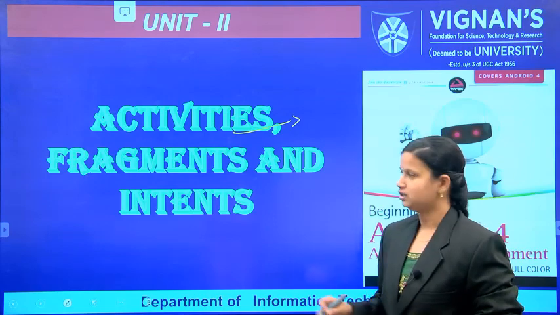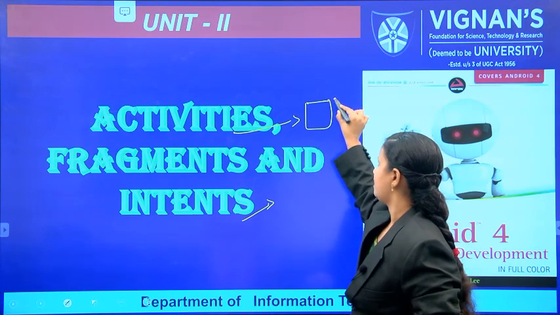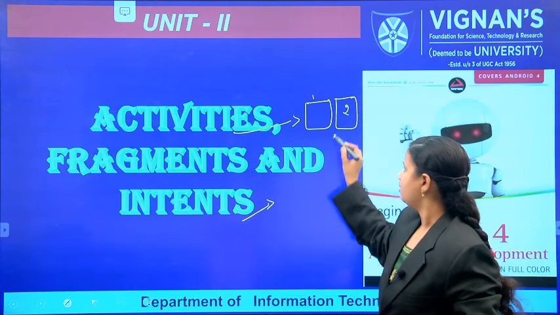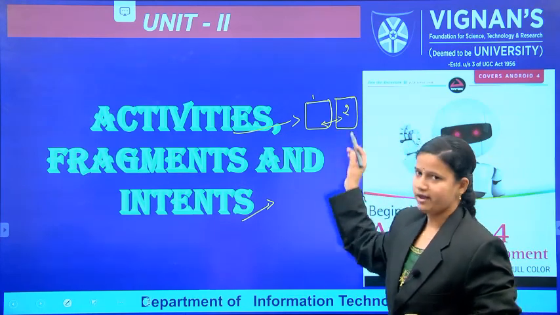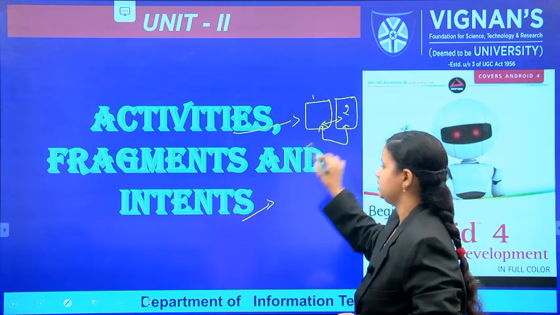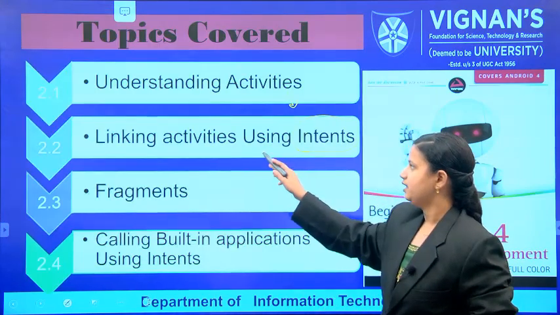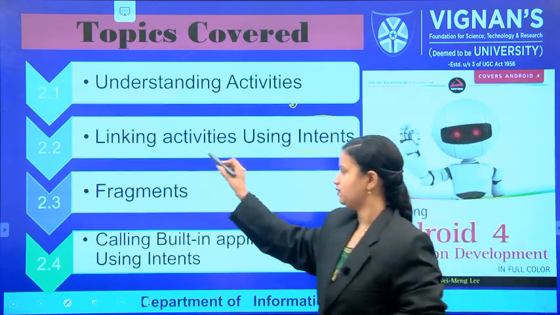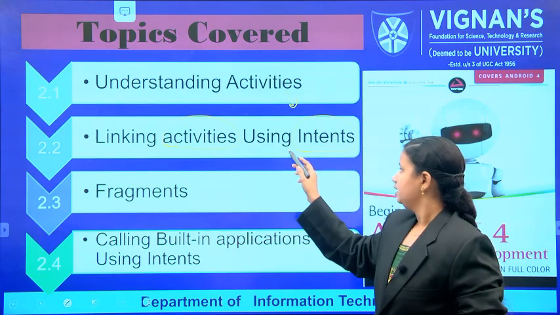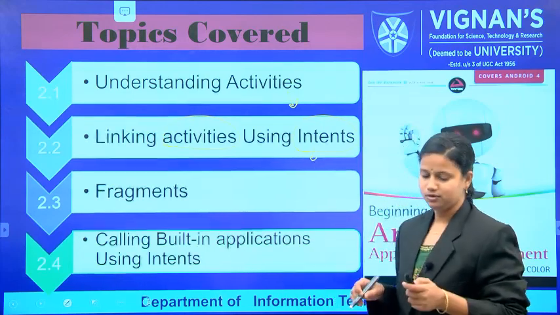So, let us go with intents. Why are we going with intents? When your application has more than one activity, this is one activity and this is a second activity. How do we establish an interconnection between these two activities, and how do we pass from one activity to another activity? That concept we learn in intents. That is why the second topic is linking activities using intents. Activities in your application, when there is more than one, are linked by using a concept called intent.